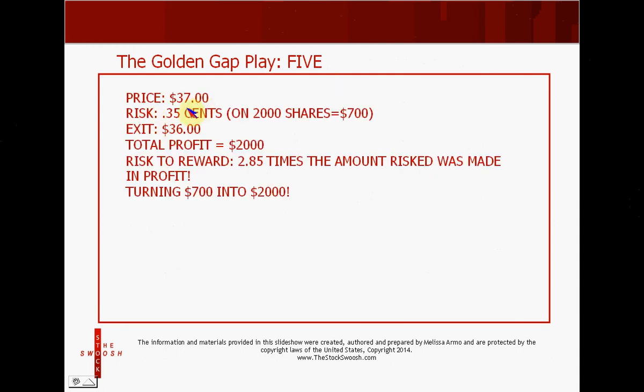Price of the entry is 37. Risk is 35 cents. This is how you're sizing yourself here. You're risking $700 if you're an advanced trader, or you risk $100, whatever you want to risk. It's according to what you can afford. It dropped a dollar. It actually dropped more than a dollar, but this was the first target. If you took 1,000 shares, you would have made $1,000. This is a day trade. Boom. Risk to reward is 2.85. That's good. So you risked 700, you made 2,000.